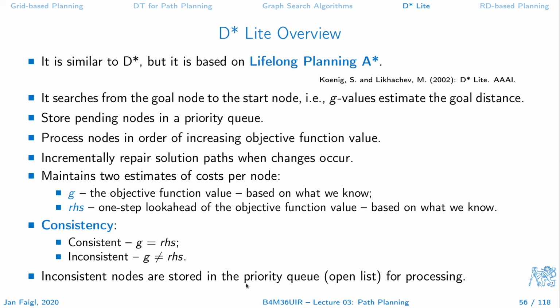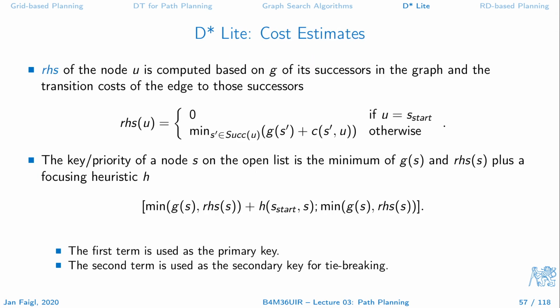The inconsistent nodes are the nodes that are put on the open list. So once we expand the open list, a node can be put back on the open list if we detect a change, because it will be inconsistent. The RHS cost estimate, the one-step lookahead of the node u, is computed using the g value of its successors in the graph and the transition cost of the edge to these successors. Unless it is the goal, whose value is 0, we consider the minimum value over the successors. So we examine all neighborhood nodes and choose the cheapest one.